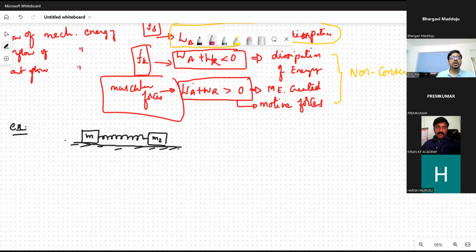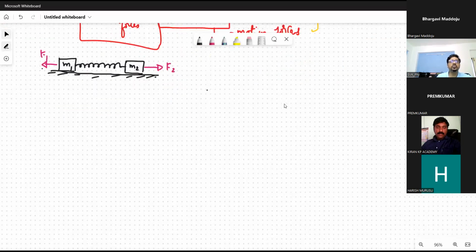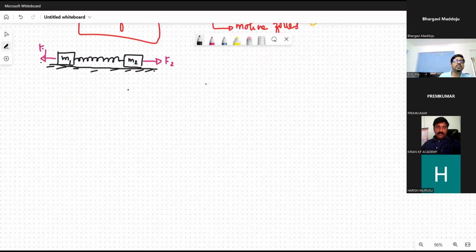So suppose we want to solve it. Let's say we have a force here, F2, and a force here, F1. Initially, it is at natural length. Both the blocks were at rest. Let's write M1, M2. The floor is assumed to be smooth, and we want to find the maximum extension.